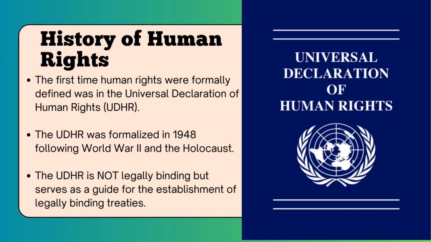The first time human rights were formally defined was in the Universal Declaration of Human Rights, or the UDHR. The UDHR was formalized in 1948 following World War II and the Holocaust. The UDHR is not legally binding but serves as a guide for the establishment of legally binding treaties.